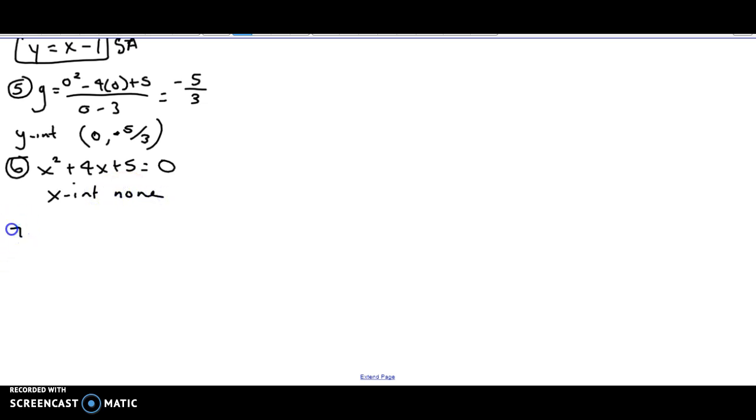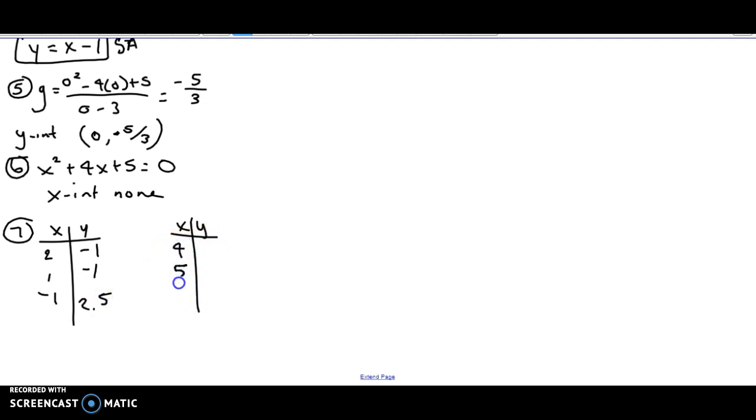So our last part, which is part 7, would be for us to graph it and form some type of table. So go ahead and graph this, plot this. I'm going to have 2 tables this time. So I have 2, 1, and -1. Give me the values of -1, -1, and 2.5. And then my other part would be positive 4, 5, and 6. And that'll give me 5, 5, and about 5.6.